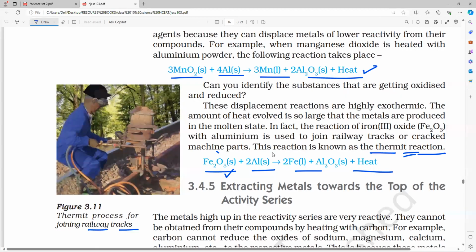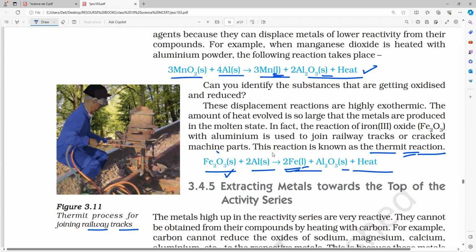Everybody, you can see Fe, liquid iron. Here, the physical states are very important, MCQ. They will ask you to write the physical states of the products in the thermite reaction. Check it, everybody. Liquid, liquid, solid, solid.